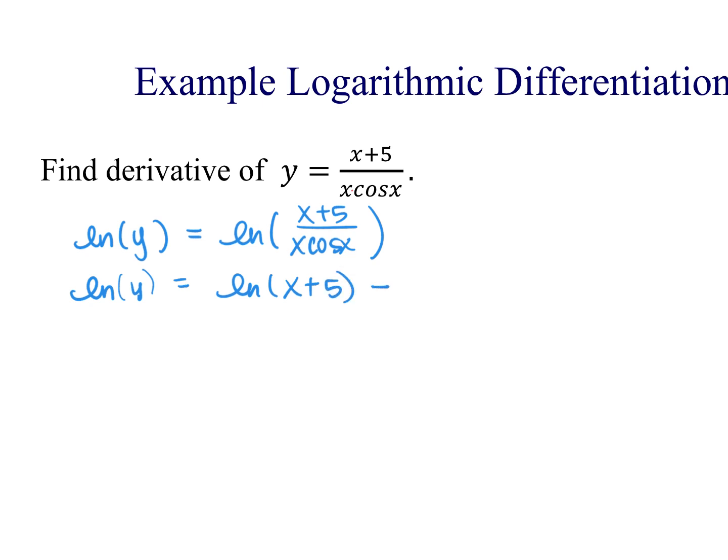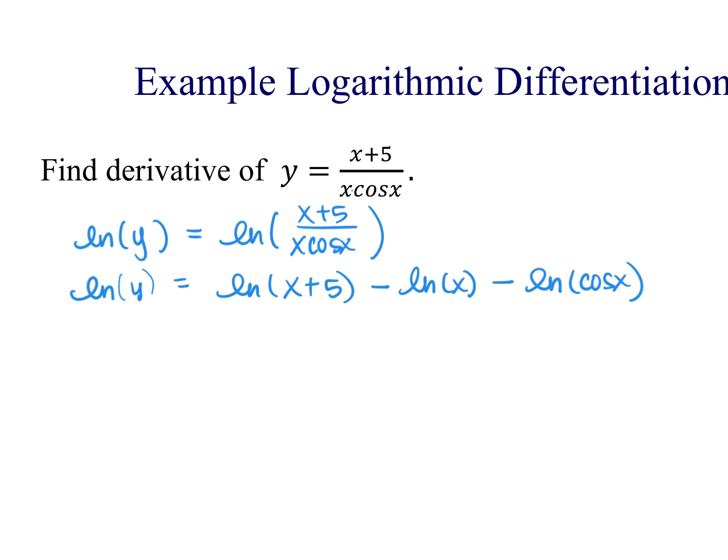It's minus the natural log of x, and I can separate the cosine x as well. Why both of them? Because they're both in the denominator. So anything in the denominator is part of the subtraction. Anything in the numerator would be part of the addition. So this is the logarithmic step.